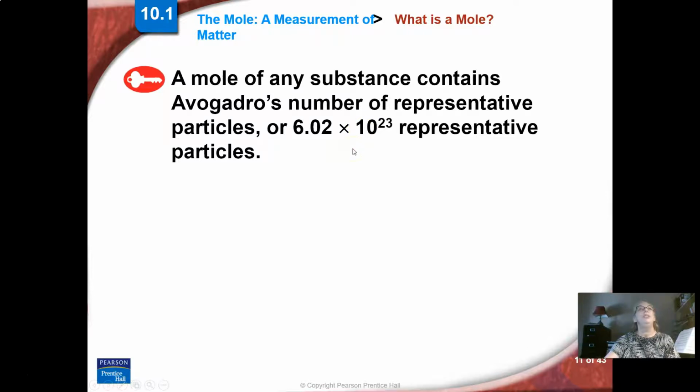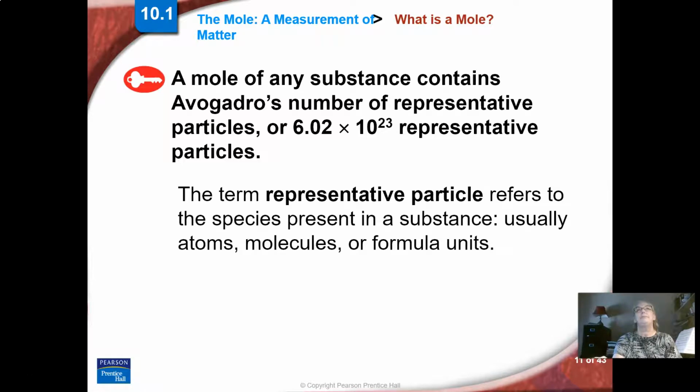We're going to use moles. You'll use this for the rest of the time you're in chemistry. So instead of dozens, we're going to talk about moles in this class. So the representative particle could be anything. It could be an atom, it could be a molecule, or it could be an ionic formula unit. So we can talk about anything.